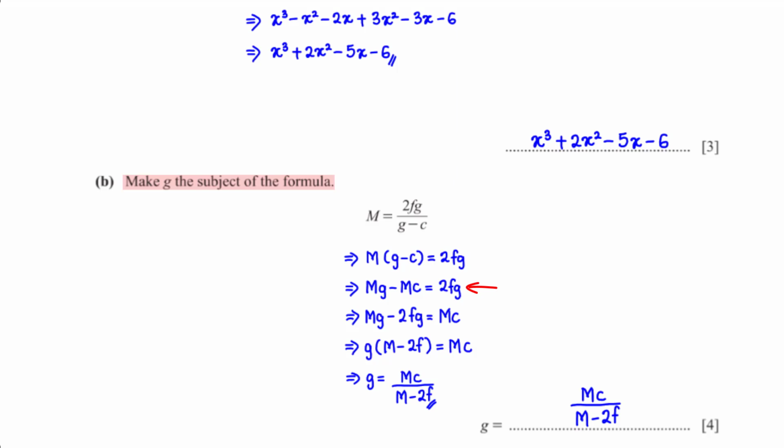We want to make g the subject, so we move all the g terms to one side of the equation. When we factor out g, we are left with m minus 2f. When we divide both sides by m minus 2f, we have g equals mc over m minus 2f.